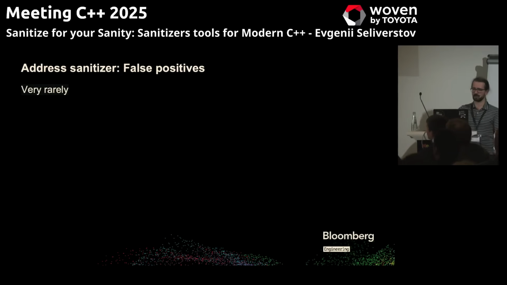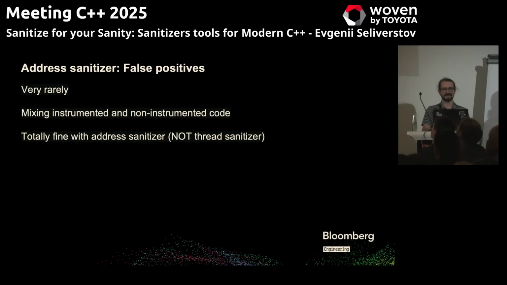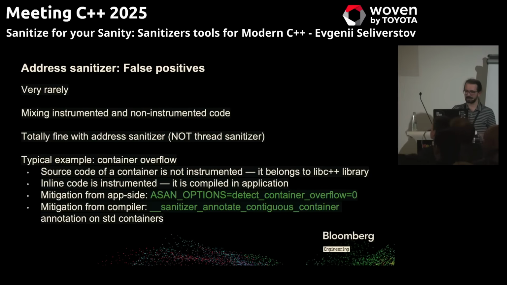So what about false positives? A false positive is when you don't have a problem, but you are told you have. Okay, it's really, really rare with Address Sanitizer. It could only happen when you mix instrumented and non-instrumented code. For Thread Sanitizer, it's totally another situation. For Address Sanitizer, it's probably fine. A typical example of this situation is container overflow. You can check it later.